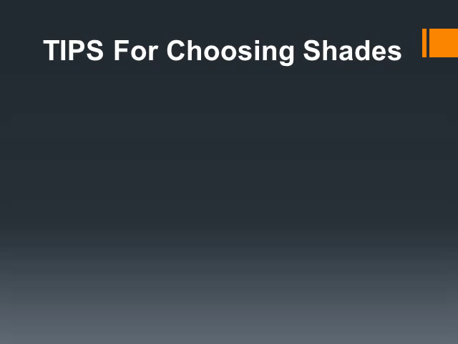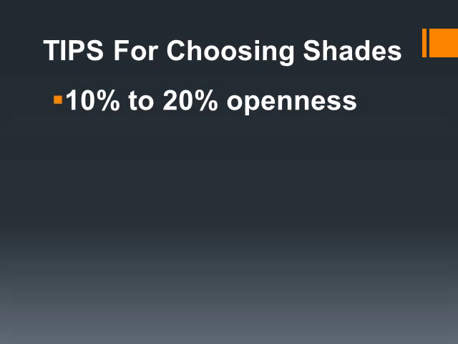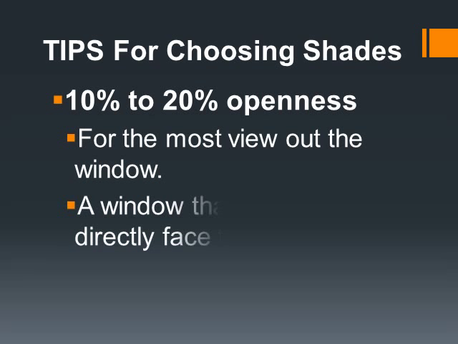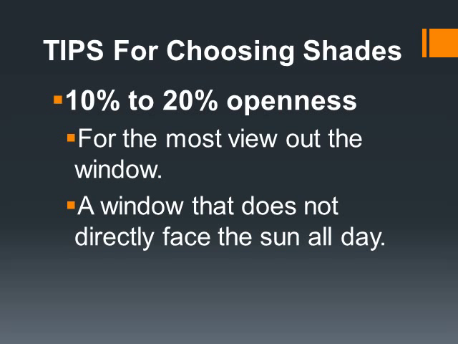Here are some tips for choosing the percentage of openness for your solar shades. Get a 10 to 20% openness when you want the greatest view out your window. The solar shade will block incoming UV rays and offer some protection against fading and glare. This might be your choice if you have a window that doesn't directly face the sun all day.